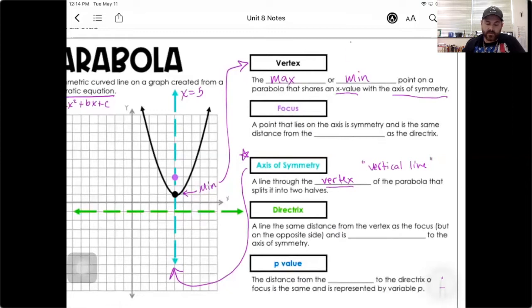The vertex would be the point 5, and then this y value is at 1. So this vertex is (5, 1). Okay, the axis of symmetry is x equals 5 for this example.